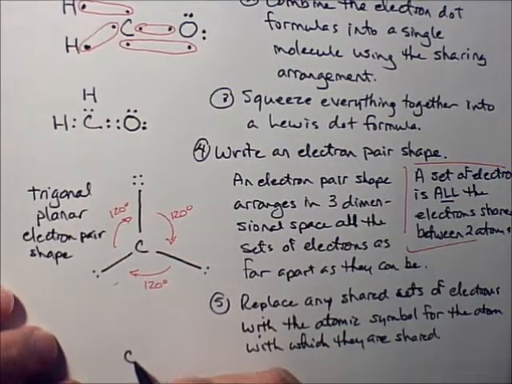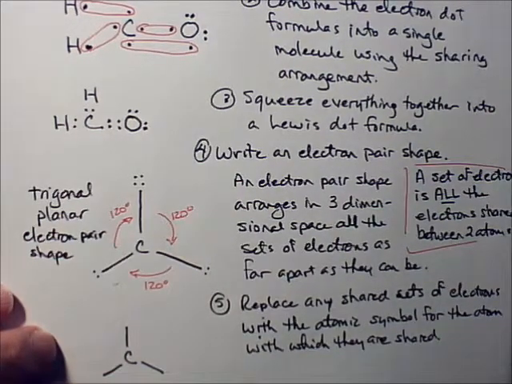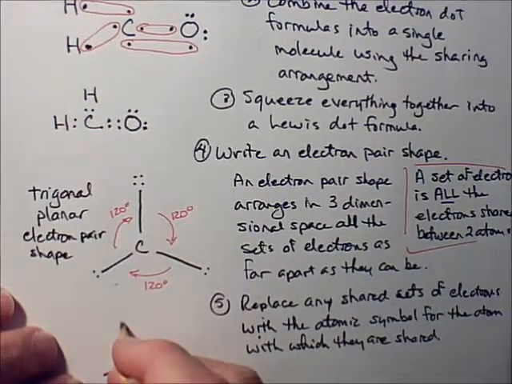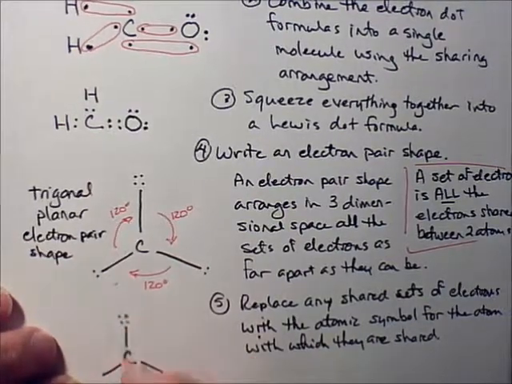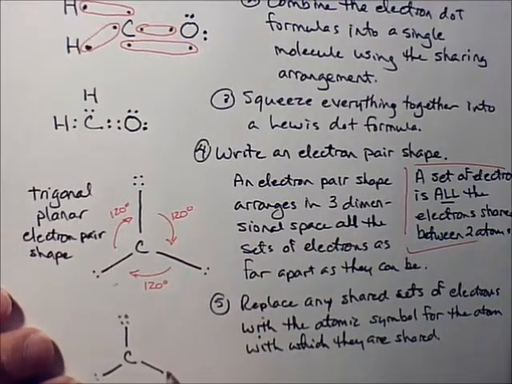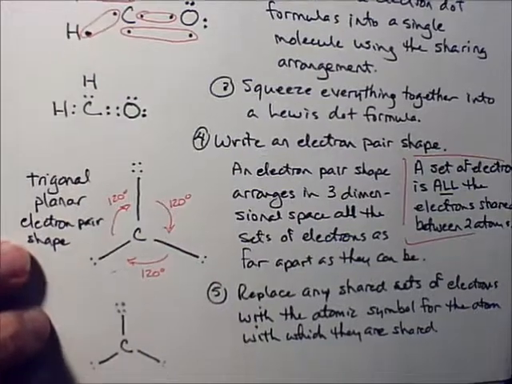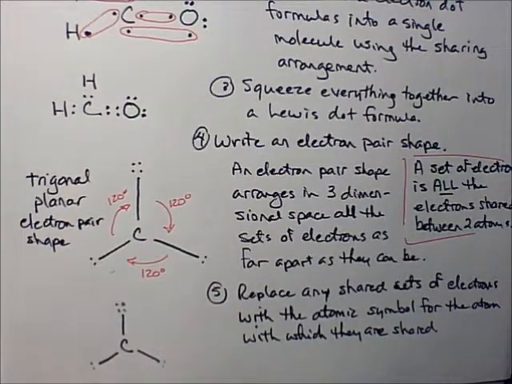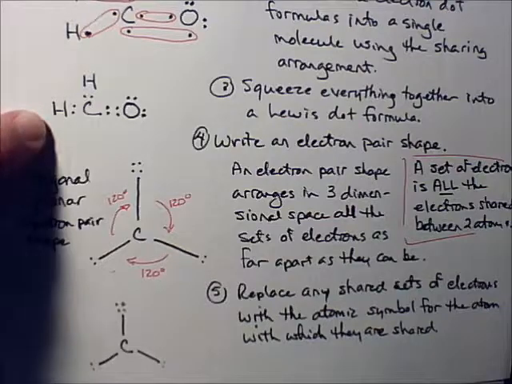So you should do this in pencil and put your 4 sets of electrons here, 2 sets of electrons, so that we're redrawing the exact same drawing. Exactly the same drawing. Then we're going to go and find the correct atomic symbol to replace as many shared sets of electrons as there are shared in the Lewis dot formula.